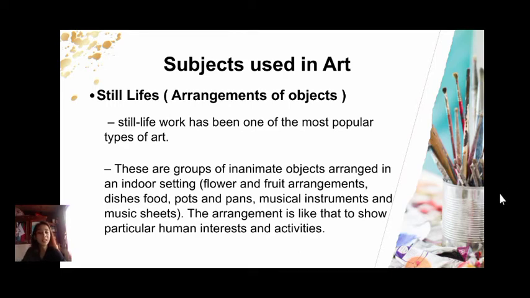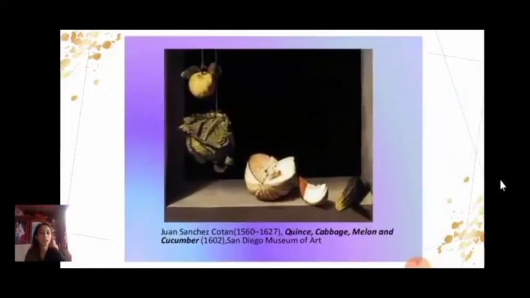So, mayon ganyan tag still lifes, it is basically arrangement of objects. Pwede na siya mga plato, flower, or fruits, or bisag unsa nga things as long as naka-arrange siya pag pesto. So, these are the example of still life or arrangements of objects. So gi-arrange siya. So mo siya gitawag og still life. So by Juan Sanchez Cotan on 1560 to 1627. So quince, cabbage, melon and cucumber.